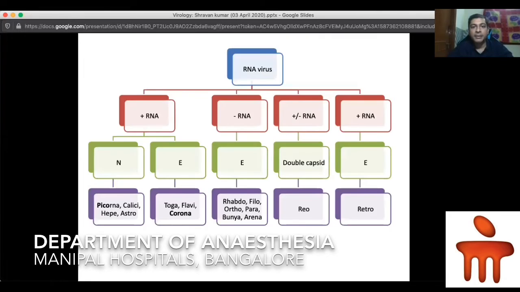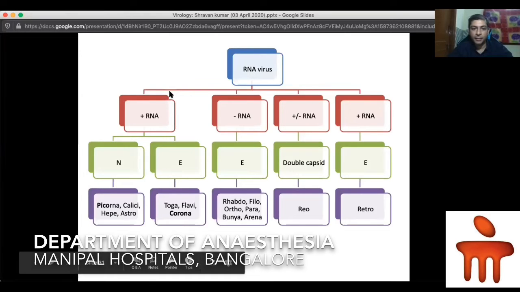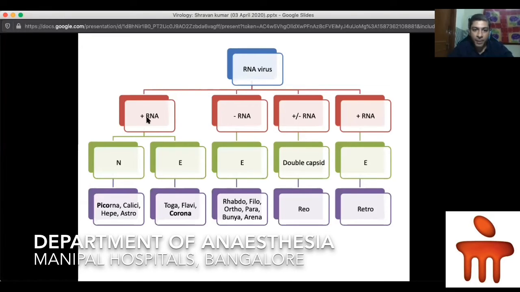RNA viruses are far more numerous, and this is the division of the RNA viruses. What is represented here is the positive. The plus RNA basically means a positive stranded RNA virus. A minus means a negative stranded. A plus or minus means a positive or a negative stranded. And N is naked, E is enveloped.